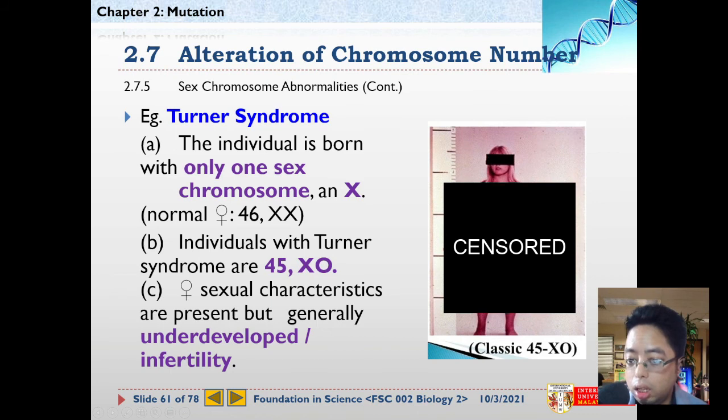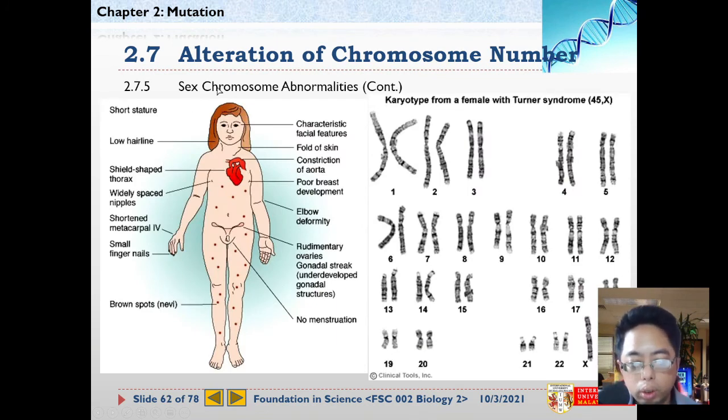They are able to be born. They are able to live. It's just that they don't have any ovulation, and it means that they cannot have any children. Other than that, they also have a short stature, low hairline, shield-shaped thorax, short metacarpal 4, part of your hand bone, elbow deformity, and rudimentary ovaries, meaning that the ovary just appears, but it doesn't do anything. No menstruation, poor breast development. As you can see, in terms of their chromosomes, they are missing one.